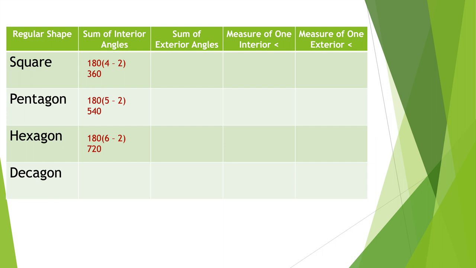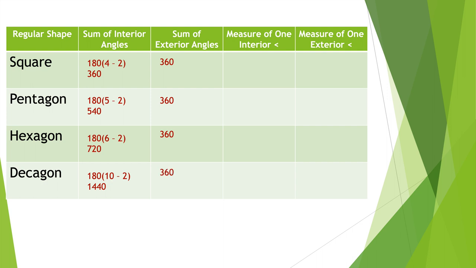And what about a decagon? Remember, a decagon has 10 sides, like a decade has 10 years. The decagon will be 180 times 10 minus 2, or 1440. Now, what about the sum of the exterior angles? Well, that's easy. Every single time, the sum of the exterior angles is 360.